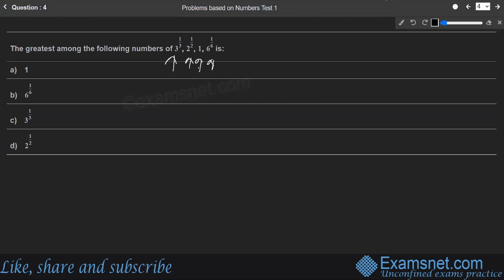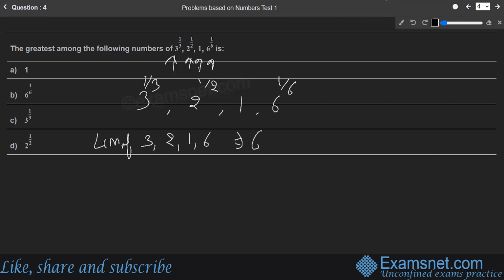So we have the numbers as 3 to the power 1 by 3, then 2 to the power 1 by 2, then 1, then 6 to the power 1 by 6. Let us see the LCM. What is the LCM of 3, 2, 1 and 6? That is nothing but 6. So every number can be represented in the form of 6. How can we do that? The first number, 3 to the power 1 by 3, can be written as 3 to the power 2 by 6, because 2 by 6 will get cancelled to 1 by 3 only. So we are not changing the number.